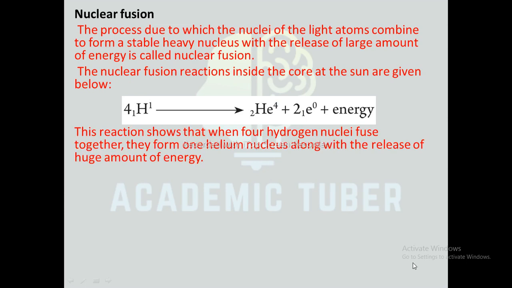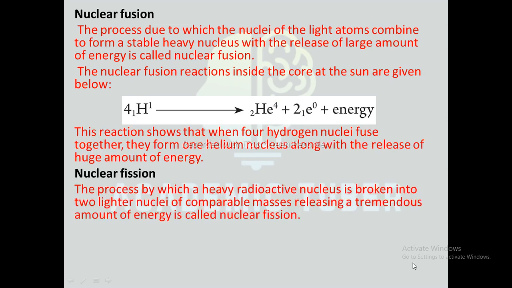This reaction shows that when four hydrogen nuclei fuse together, they form one helium nucleus along with the release of huge amount of energy. Nuclear fission. The process by which a heavy radioactive nucleus is broken into two lighter nuclei of comparable masses, releasing a tremendous amount of energy, is called nuclear fission.